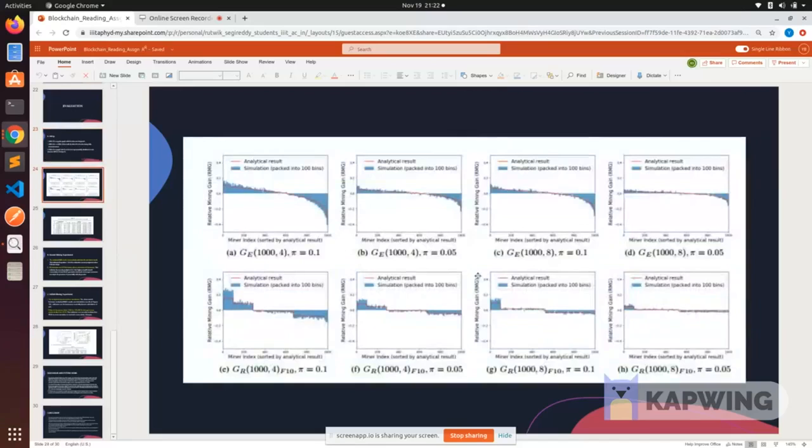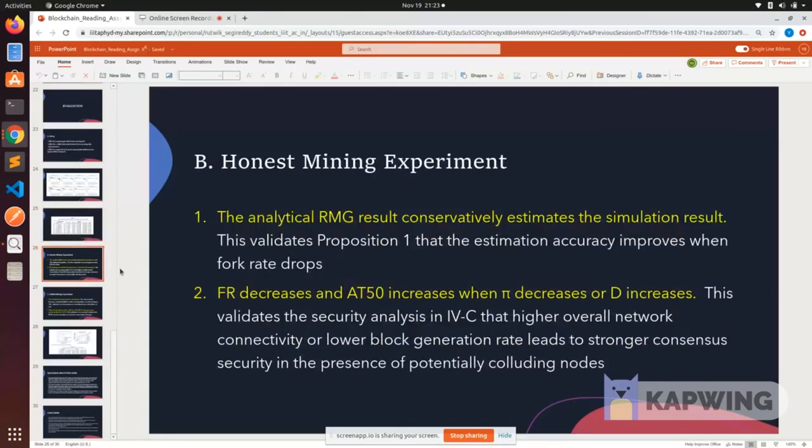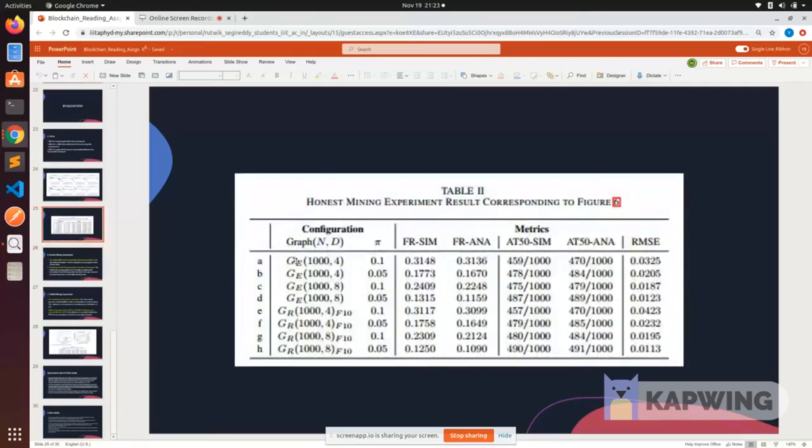So these are the results we got. The first four results are for the exponential graph and the next four are for the regular graph, and these are the honest mining experiment results corresponding to this figure. Coming to the honest mining experiment, the analytical RMG result conservatively estimates the simulation result. If you look at table 2, when pi decreases from 0.1 to 0.005 or d increases from 4 to 8, the fork rate decreases, and so does RMSE.